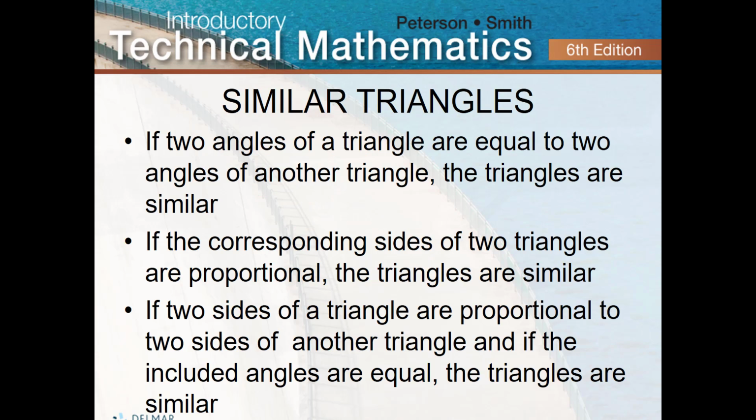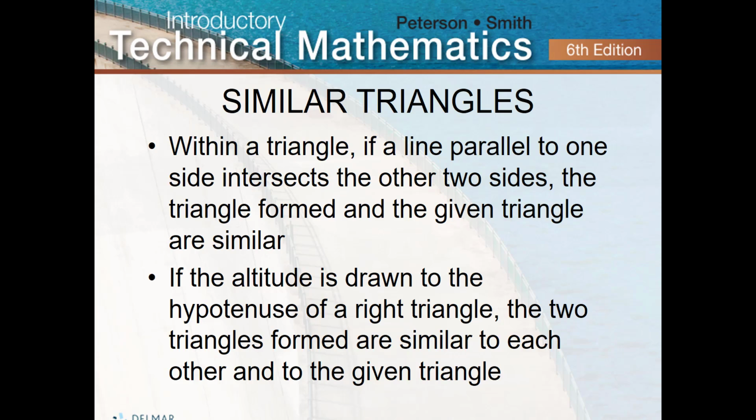Similar triangles. This is kind of a cool rule. It says if two angles of a triangle are equal to two angles of another triangle, these triangles are similar. The corresponding sides of the two triangles are proportional. And if two sides of a triangle are proportional to two sides of another triangle, yes, they're similar. Within a triangle, a line parallel to one side that intersects the other two sides forms triangles that are similar to the given triangle. And if an altitude is drawn on the hypotenuse of a right triangle, the two triangles formed are similar to each other and to the given triangle.